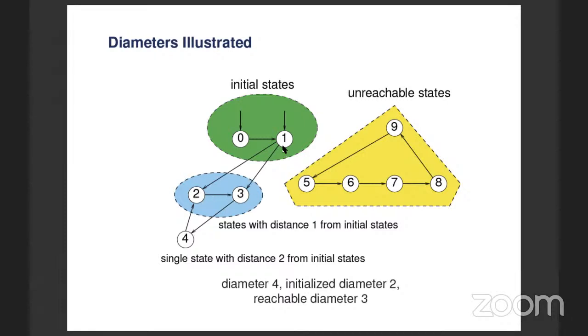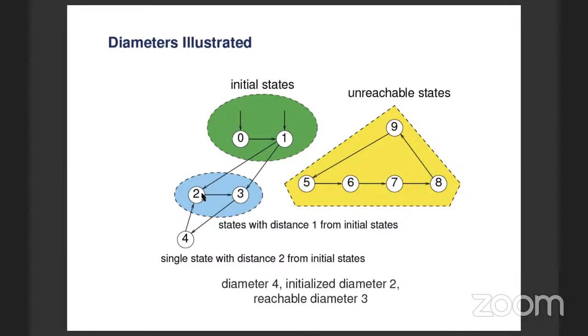No, but that 3 is also reachable by... Yeah, 0 to 1, maybe 1 to 3. The diameter is only 2. The reachable diameter is between any two states, not necessarily from the initial state. That's why if you do from 1 to 3, that's fine.